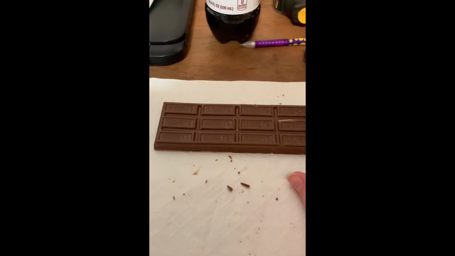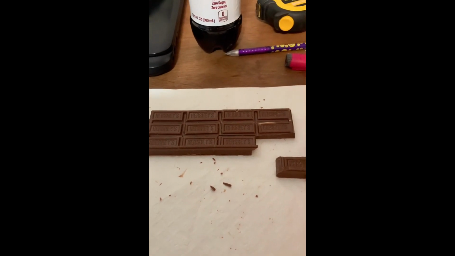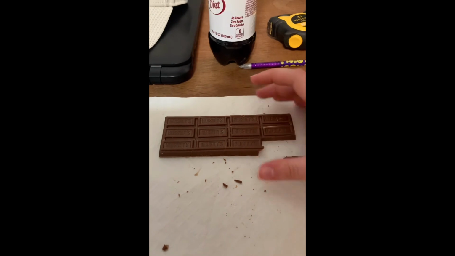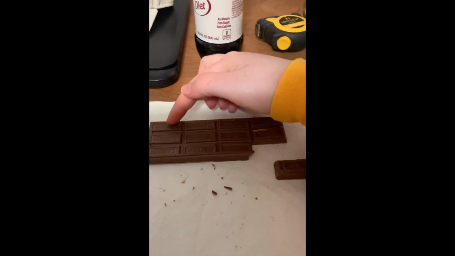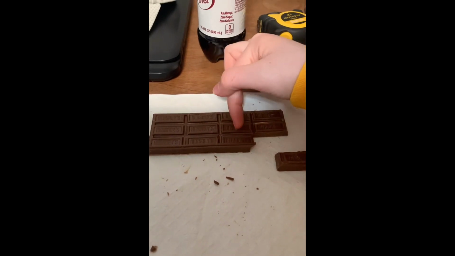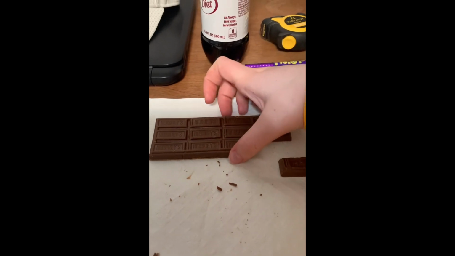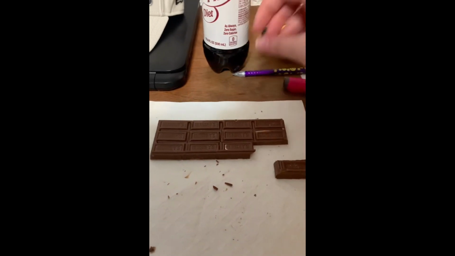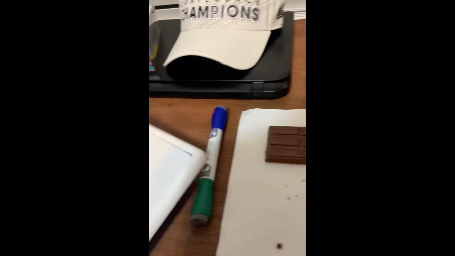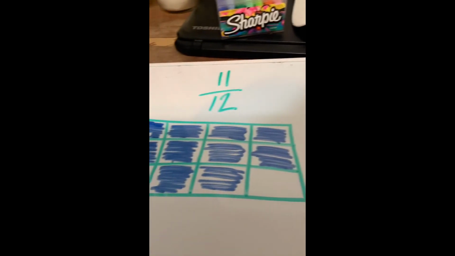So, in order to demonstrate 11/12 with this Hershey bar, we will take one piece away, and that will give us 11 parts of this whole. So we have 1, 2, 3, 4, 5, 6, 7, 8, 9, 10, 11. And then our whole is made up of 12 parts still. So if you look at the Hershey bar and then you actually look at this illustration, they do look quite similar.